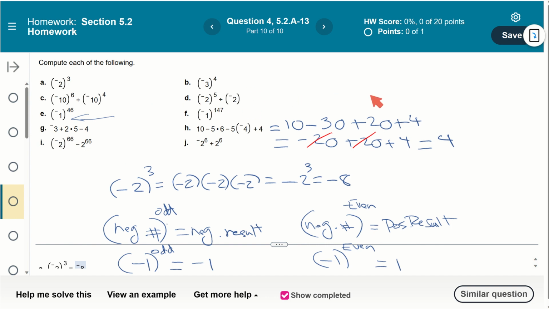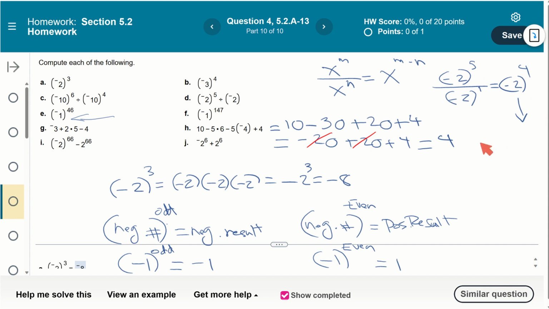Let me just do this last one. So with the quotient rule, when you have x to the m over x to the n, that's x to the what? M minus n. No change to the base x, right? So here we have what? -2 to the 5 over -2 to the what? To the 1. It's not written there, but you know it's there. So you're just going to get what? -2 to the 5 minus 1, which is 4. Then go ahead and figure that out. Okay? Should be in good shape now.